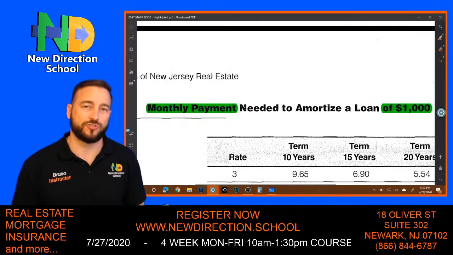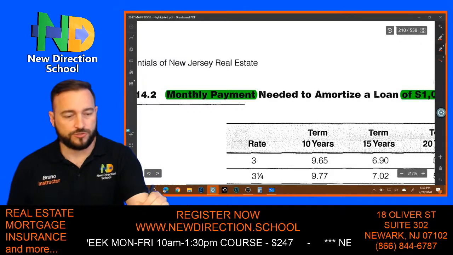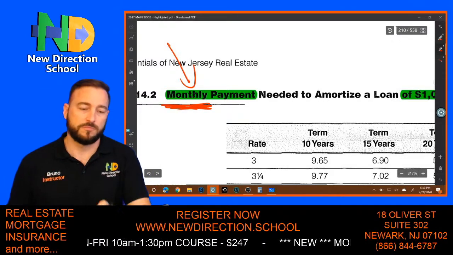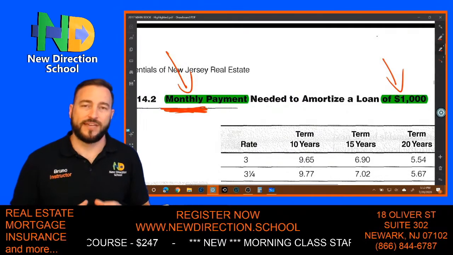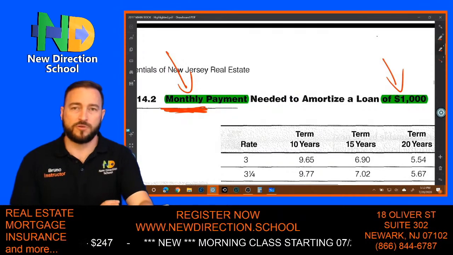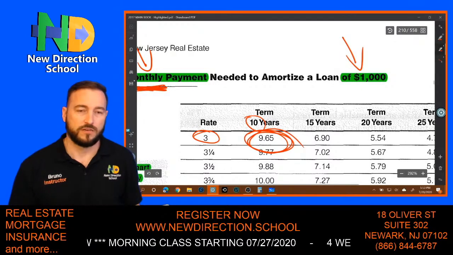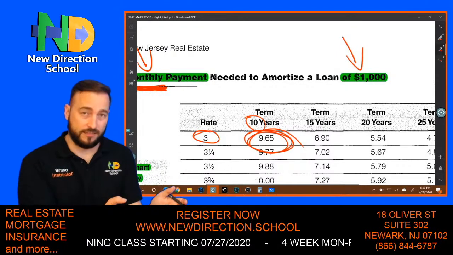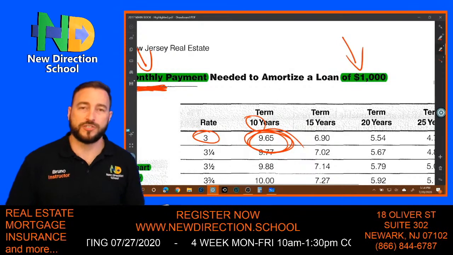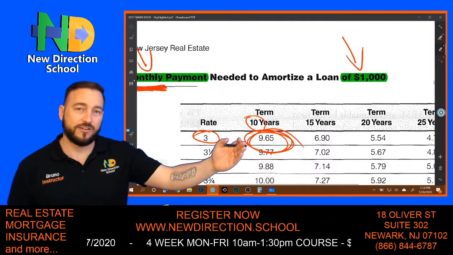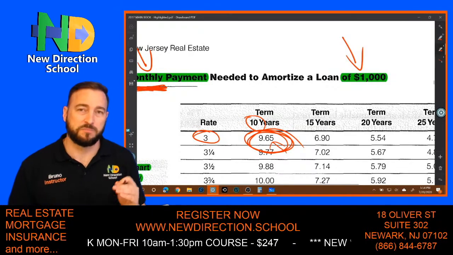Whatever number you find in this chart will lead you to the monthly payment, monthly, not yearly. It will lead you to the monthly payment per $1,000 of borrowed money, okay? So for every $1,000 loaned to you, if it's 3% for 10 years, the number you need to use is this one. You don't have to know how to calculate it. This is the number you need to figure out how much you're going to pay. You got it? So to figure out how much $1,000 paid over 10 years at a rate of 3% will cost you a month, you go by this number, because it's per thousand, all right?